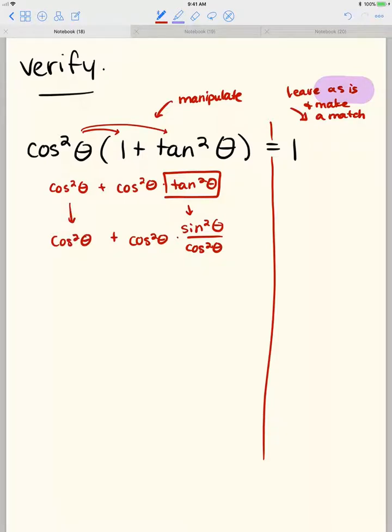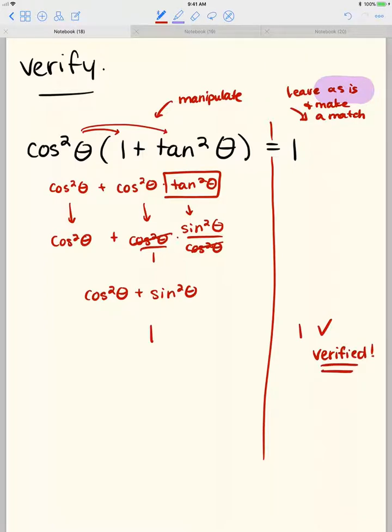Just write everything else down here. Because it's like cosine squared over 1, I can divide and cancel my cosine squareds. So I'm left with cosine squared of theta plus sine squared of theta. And that is the Pythagorean identity, where cosine squared plus sine squared equals 1. And I have that 1 equals 1, so I have verified this equation.